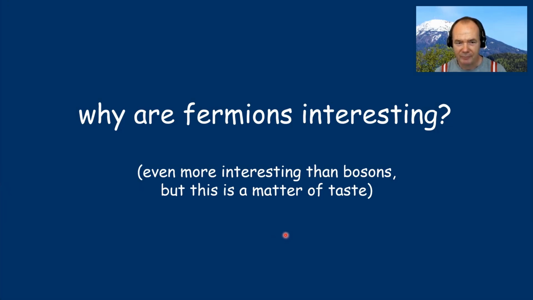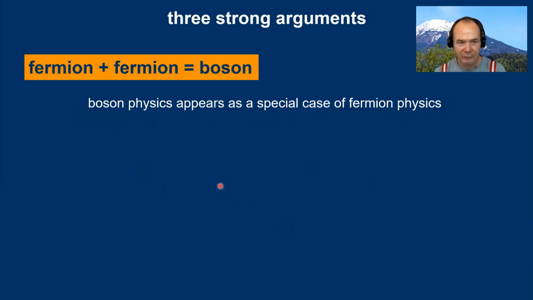Why are fermions interesting? And I would say even more interesting than bosons, but this is a matter of taste. Why are fermions interesting? Somebody wants to try and answer? Because if you understand fermions, you can also investigate bosons, because two fermions are then a boson. Excellent answer. So that means if you put two fermions together and form a composite particle, it has an integer spin and is a boson, and this changes the physics. So in a way, you can say that fermion plus fermion is boson, so boson physics appears as a special case of fermion physics. So fermions are more general.